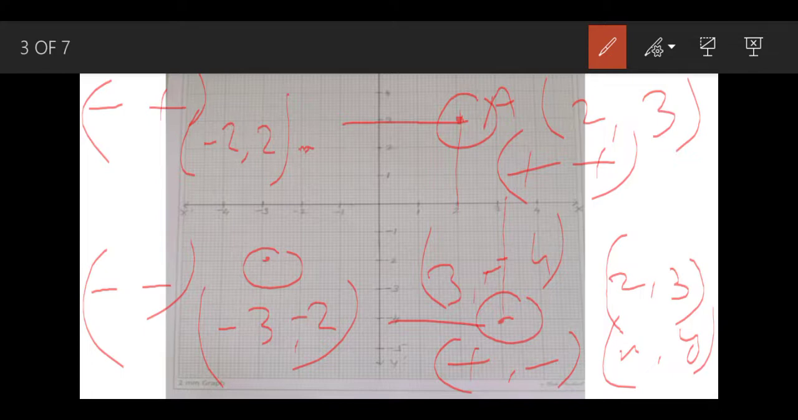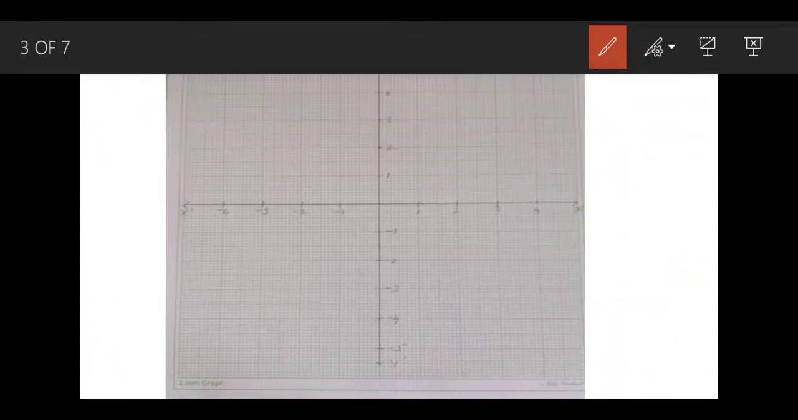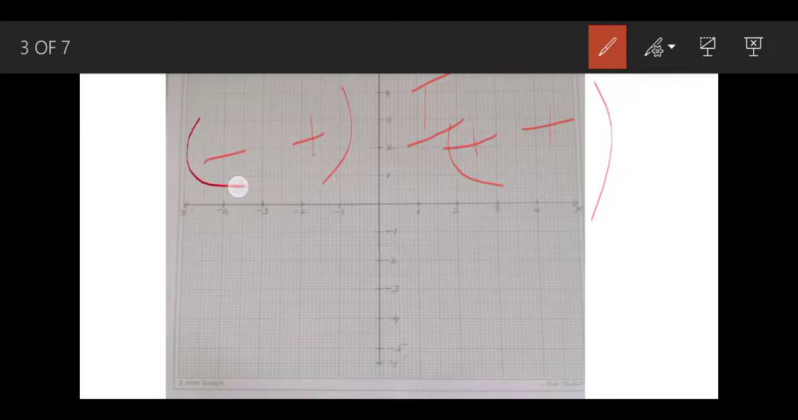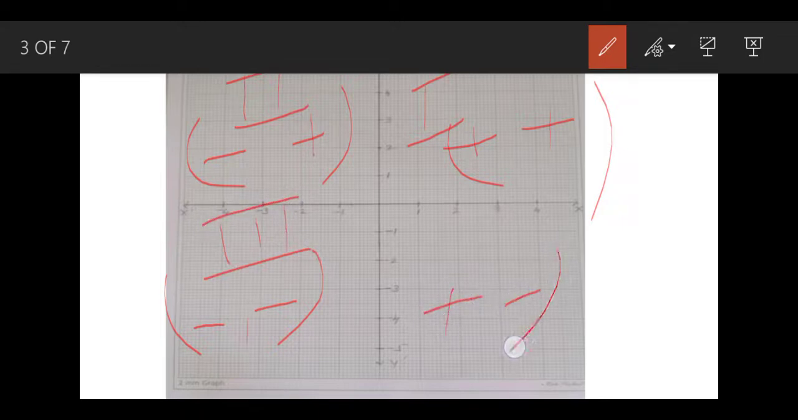If both are positive, they lie in the first quadrant. Both positive, first quadrant. Negative, positive, second quadrant. Negative, negative, third quadrant. And positive, negative, fourth quadrant. So by seeing the coordinates, we can find out in which quadrant the point will lie.